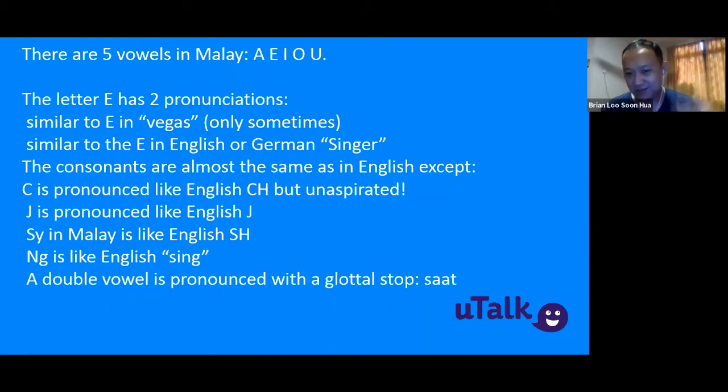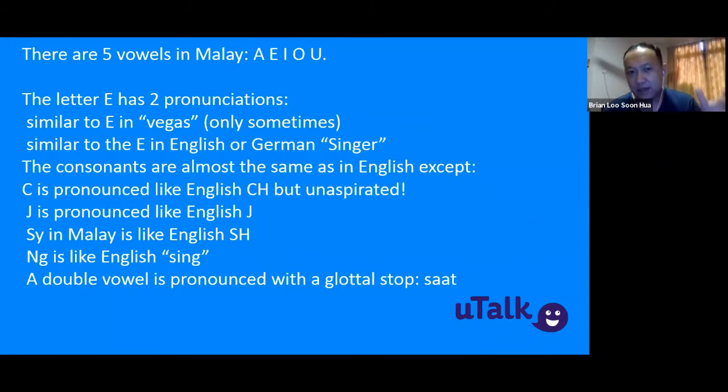It can be A, as in Vegas, or A as in Fehler in German, or the short sound as in Zinger, the R sound. It can be a full A or a short R, depending on the word. And this is not marked in the orthography, not marked in the spelling system. So you have to learn which words have the short sound and which words have A.